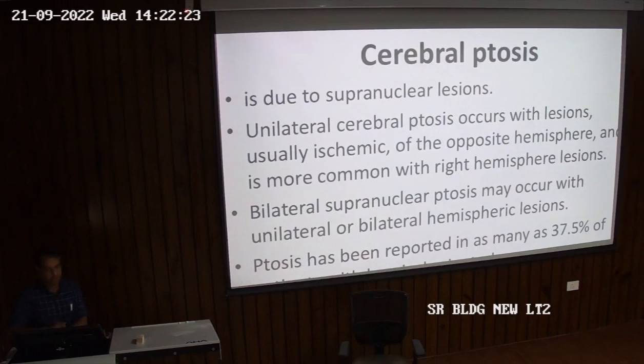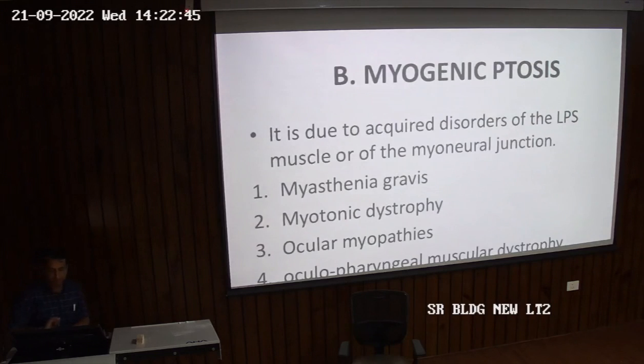Another type of neurogenic ptosis is cerebral ptosis. Due to supranuclear lesions, unilateral ptosis occurs with lesions, usually ischemic, of the opposite hemisphere and is more common with right hemisphere lesions. Bilateral supranuclear ptosis may occur with unilateral or bilateral hemispheric lesion. Then this is the neurogenic.